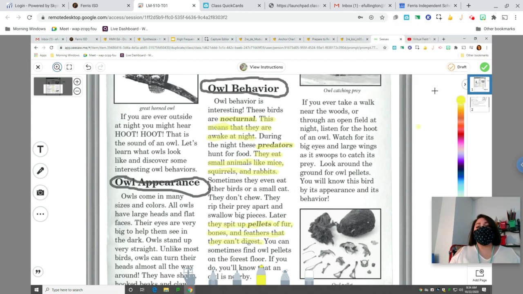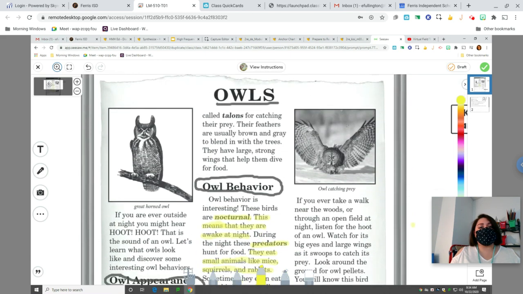Okay, so we had another student say that we have found talents at the very top, right here. It's called talents for catching their prey. Do you want me to help you? I already found it, at the very top. I found it before.